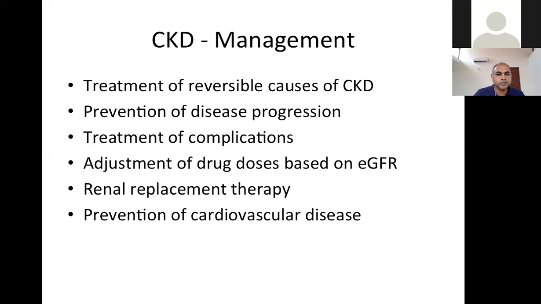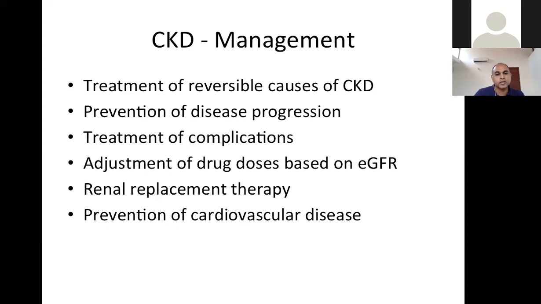So we need to try to do certain things to minimize the progression of the disease. Next thing is, CKD is associated with a lot of complications. We will discuss them later, and we need to manage the complications. And in addition to CKD, a lot of patients have other comorbidities, so they may be on various drugs, and we need to adjust the drug doses based on the eGFR. That is another important component. Then if we fail in our efforts to delay the progression, we might have to end up providing renal replacement therapy. So we need to know something about renal replacement therapy also.